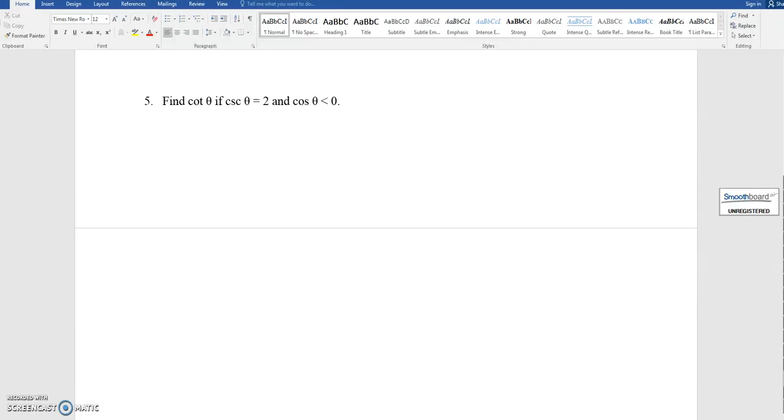Okay, so this says find cotangent of theta if cosecant of theta equals 2 and cosine of theta is less than 0. So again, we will be drawing some pictures here. A lot of things to think about. Let me begin by making just a typical coordinate plane. So here we have cosecant, which is kind of related to sine, is positive. So we have to think about where would sine be positive. And I'll just tell you that sine will be positive in the top 2 quadrants. We'll probably do more of an explanation of this in class.